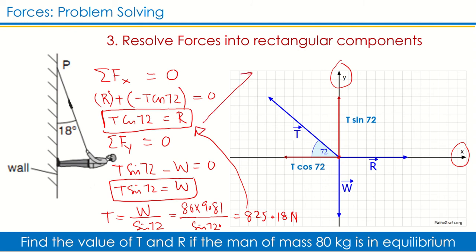So R is equal to 825.18 into cos 72. This number multiplied with cosine 72 is 254.99 newtons. That can be written as 255 Newton.